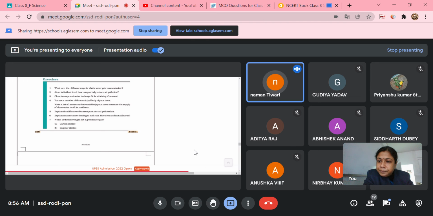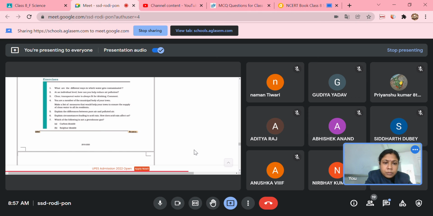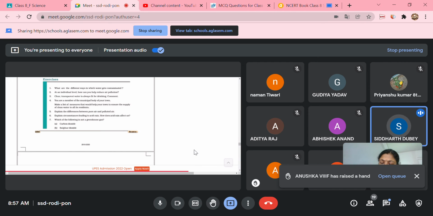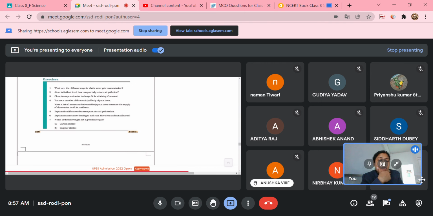Explain the circumstances leading to acid rain. How does acid rain affect us? Yes, Siddharth, answer. When oxides of nitrogen dissolve in water vapor, they form acid rain, ma'am. And when SO2 is also there, this forms sulfuric acid. Sulfuric acid and nitric acid mix together in the water vapor. It has been asked to explain the circumstances leading to acid rain, how it becomes acid rain.